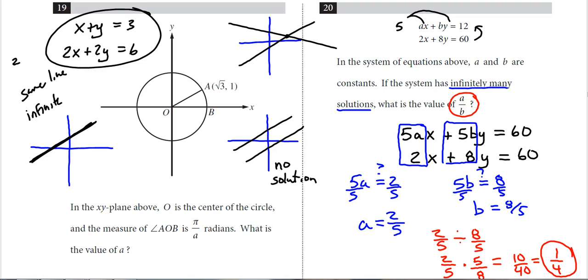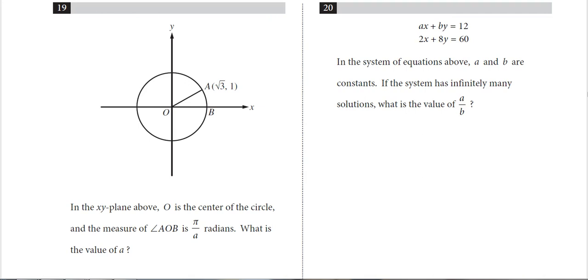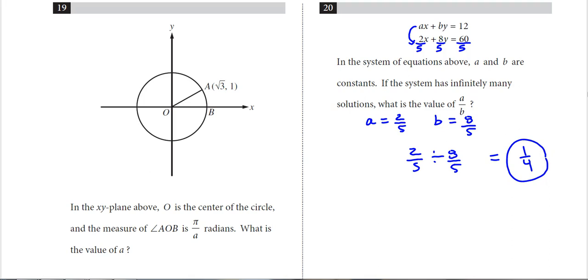Now I do have another way of doing this one. I had a student show me this once that was kind of the same thing but different. Earlier I multiplied this row by 5. Well, I had a student who said, wait a minute, why don't you just divide the bottom row by 5? And that'll give you your 12. I was like, oh, that's pretty clever. So right away, you can see that a equals 2/5 and b equals 8/5. Then you just do the same thing that I did before: 2/5 divided by 8/5, and you end up with 1/4. I thought that was a clever way of dividing the row instead of multiplying the other one.